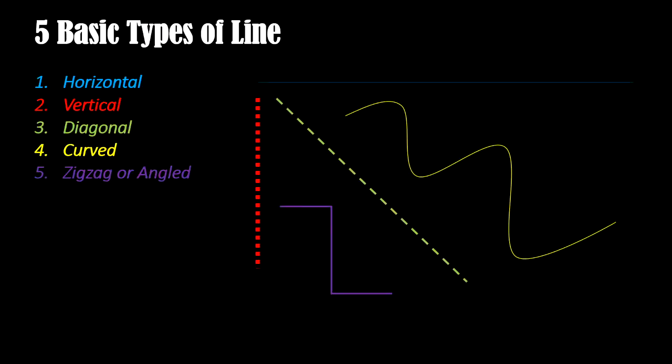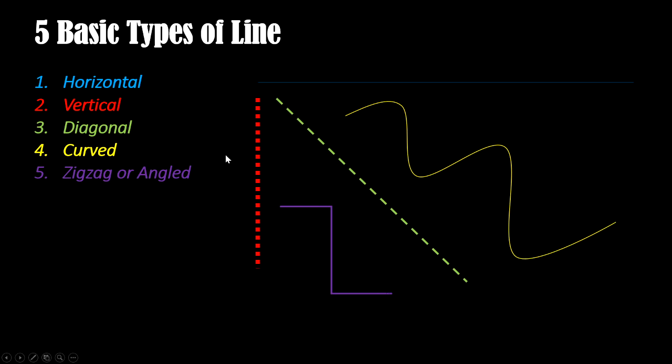So here we go. What are the 5 basic types of line? This was on your pretest. The 5 basic types are horizontal line, which is a line that goes from left to right. You see this very light blue line here. A vertical line goes up and down or top to bottom. A diagonal line, which is in between horizontal and vertical. Right here, you all know what that is. A curved line, which means it changes directions in a smooth way. And a zigzag or angled line, which changes directions in a very sharp way. Those are the 5 basic types of line.